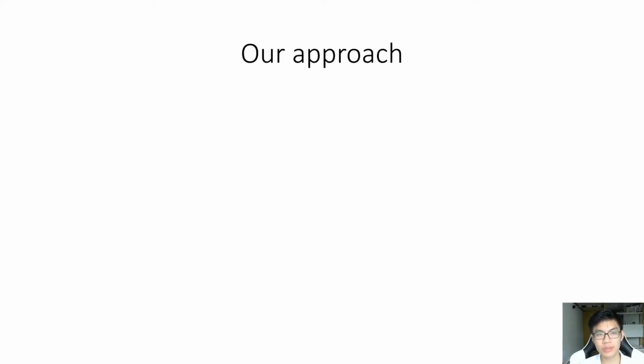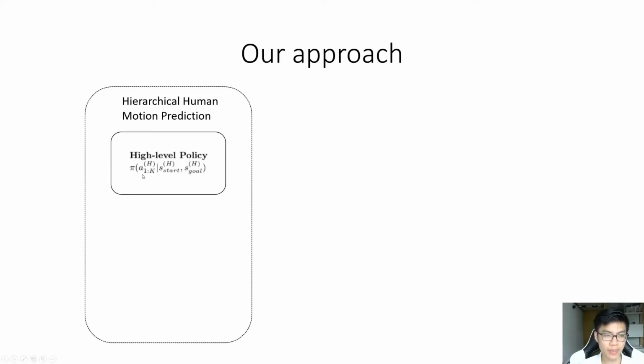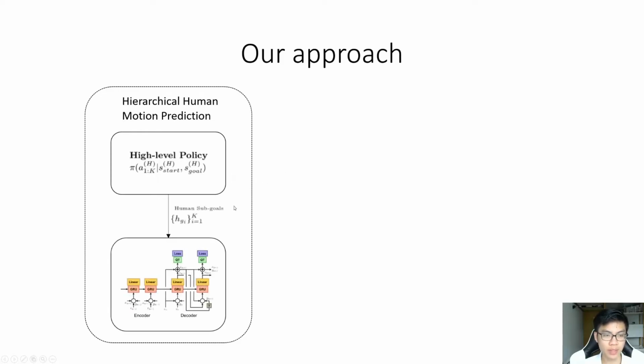In our approach, there are two components. The first component is human motion prediction. At the high level, we define a symbolic domain for the human. Given the start state and the goal state, the high-level policy will produce a sequence of actions. From the human sequence of actions, we derive a human sub-goal to feed into the recurrent neural network to predict the human trajectory.